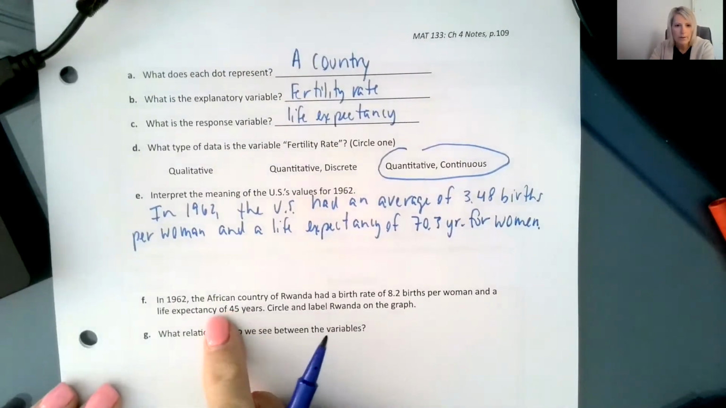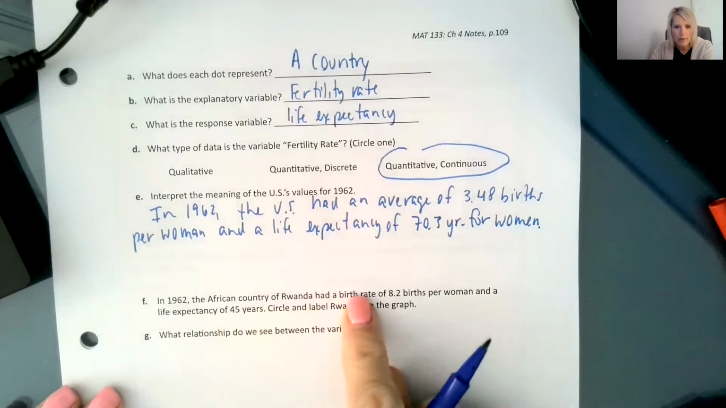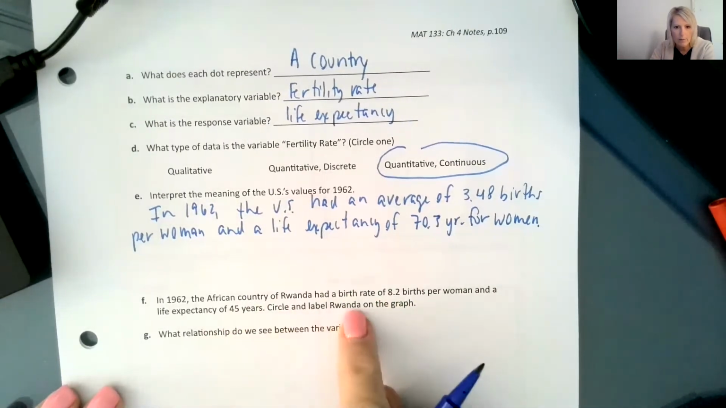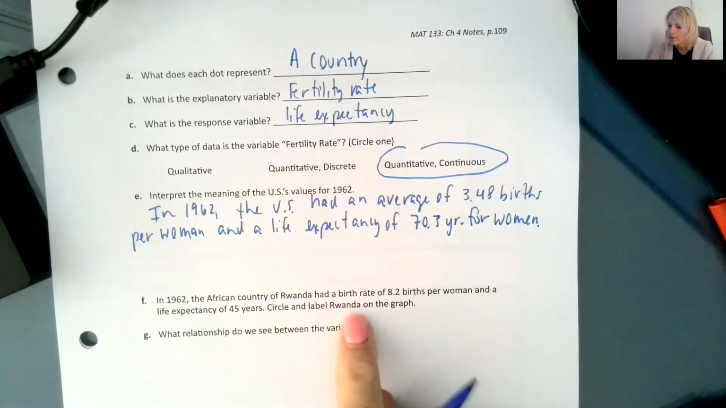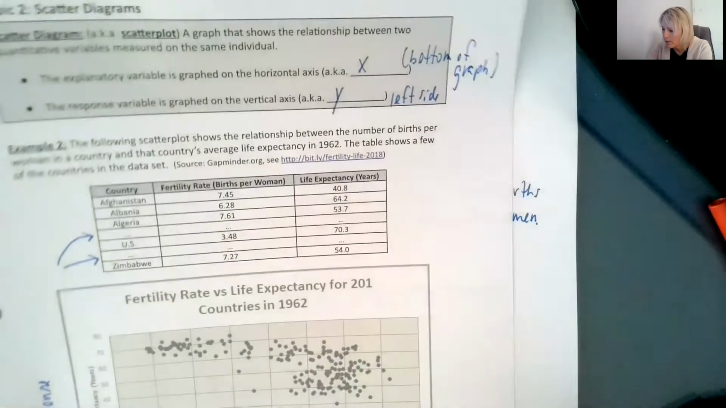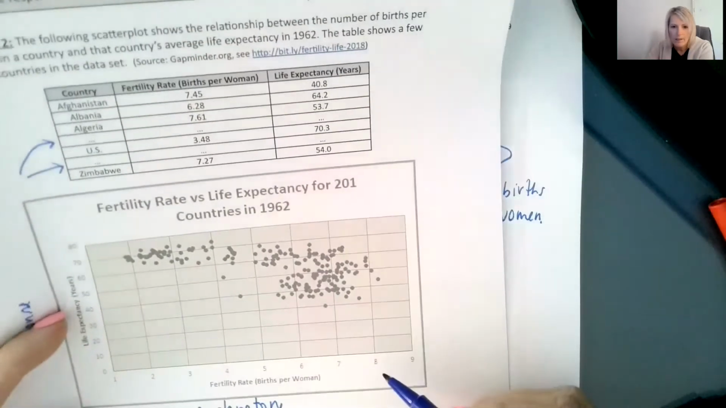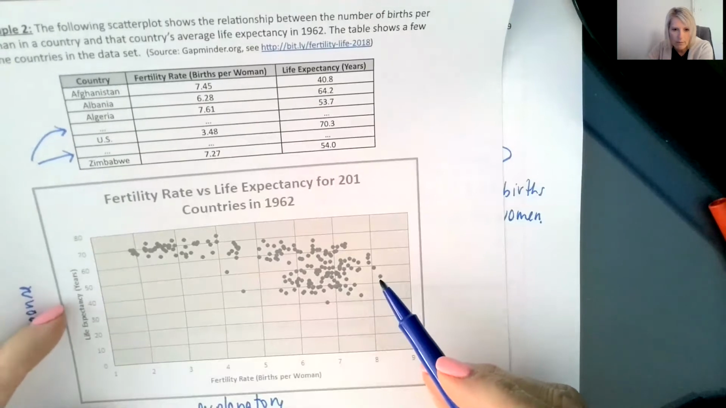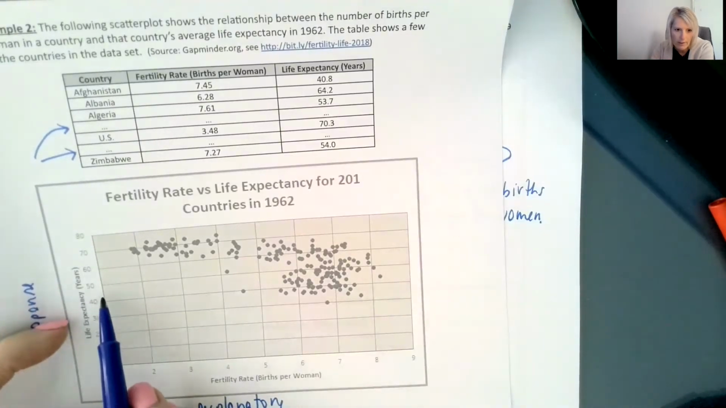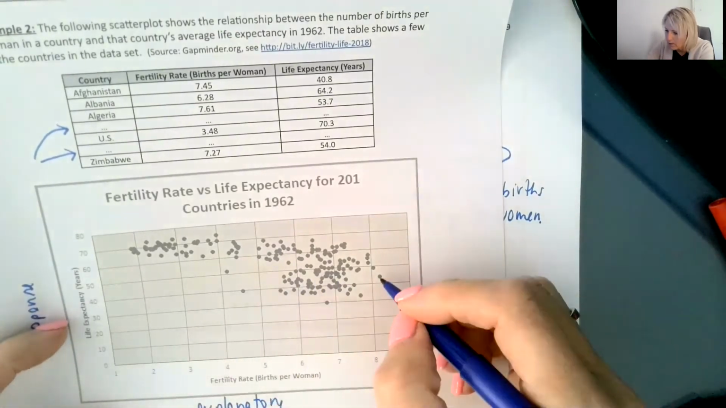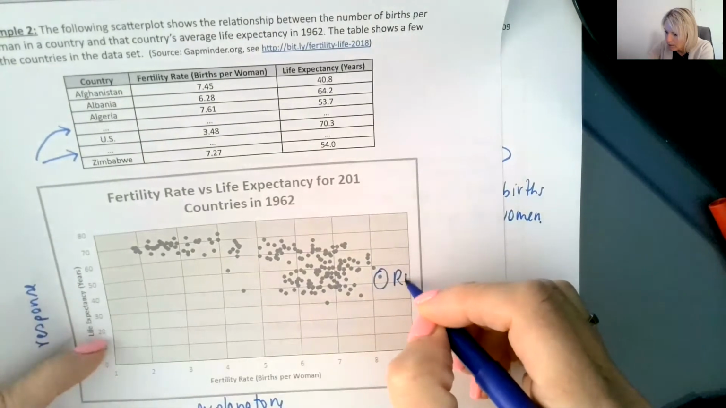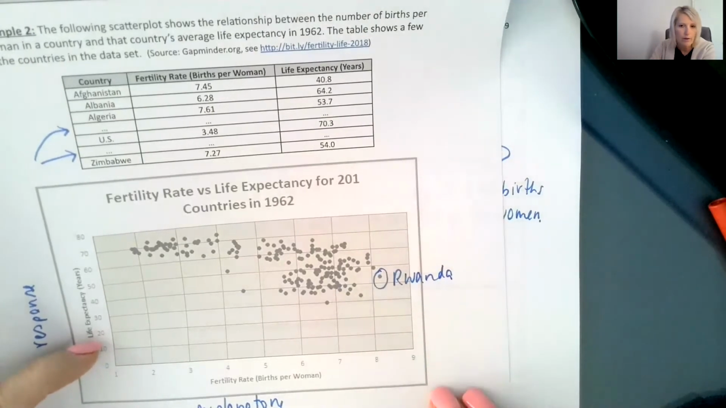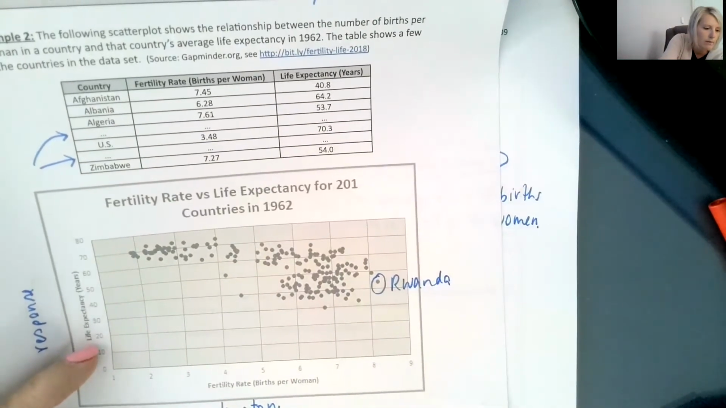In 1962, the African country of Rwanda had a birth rate of 8.2 births per woman and a life expectancy of 45 years. Circle and label Rwanda on the graph. So 8.2 births, 8.2 is going to be just past that. So it's either one of these, but 45 is their average life expectancy. So that would be right here is Rwanda. Being able to read the graph is very important in being successful.